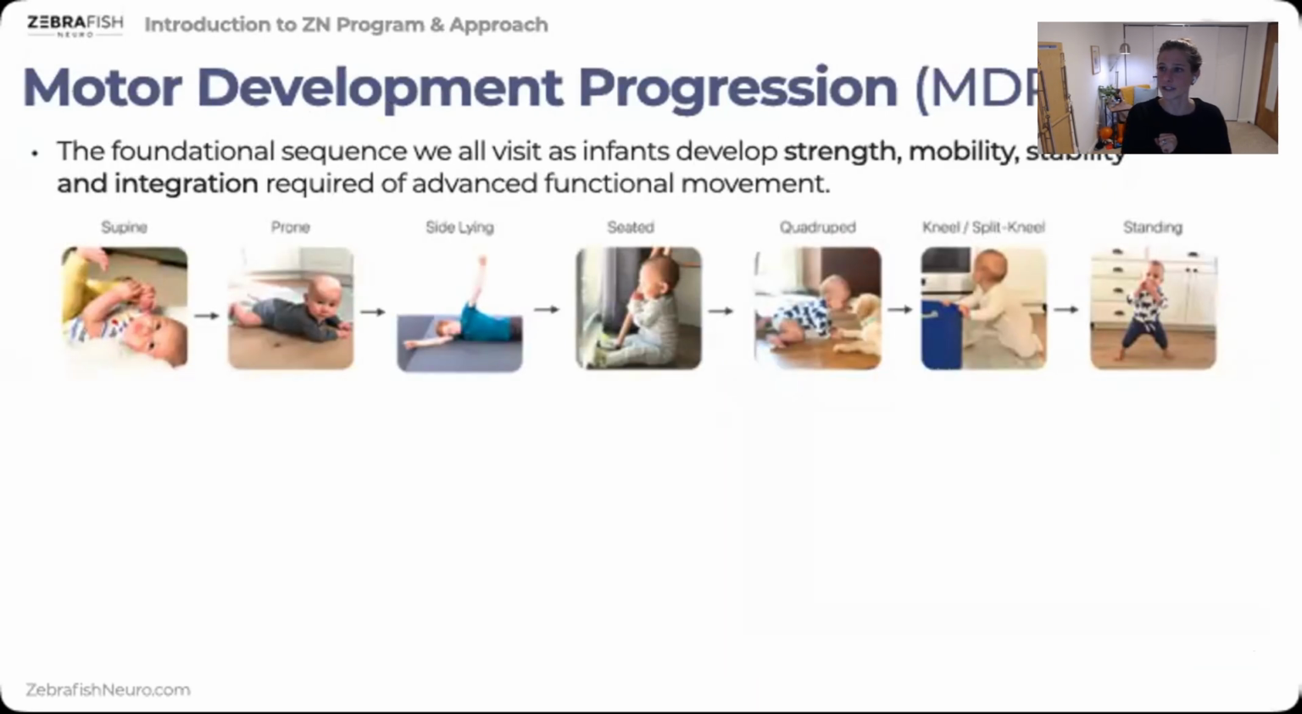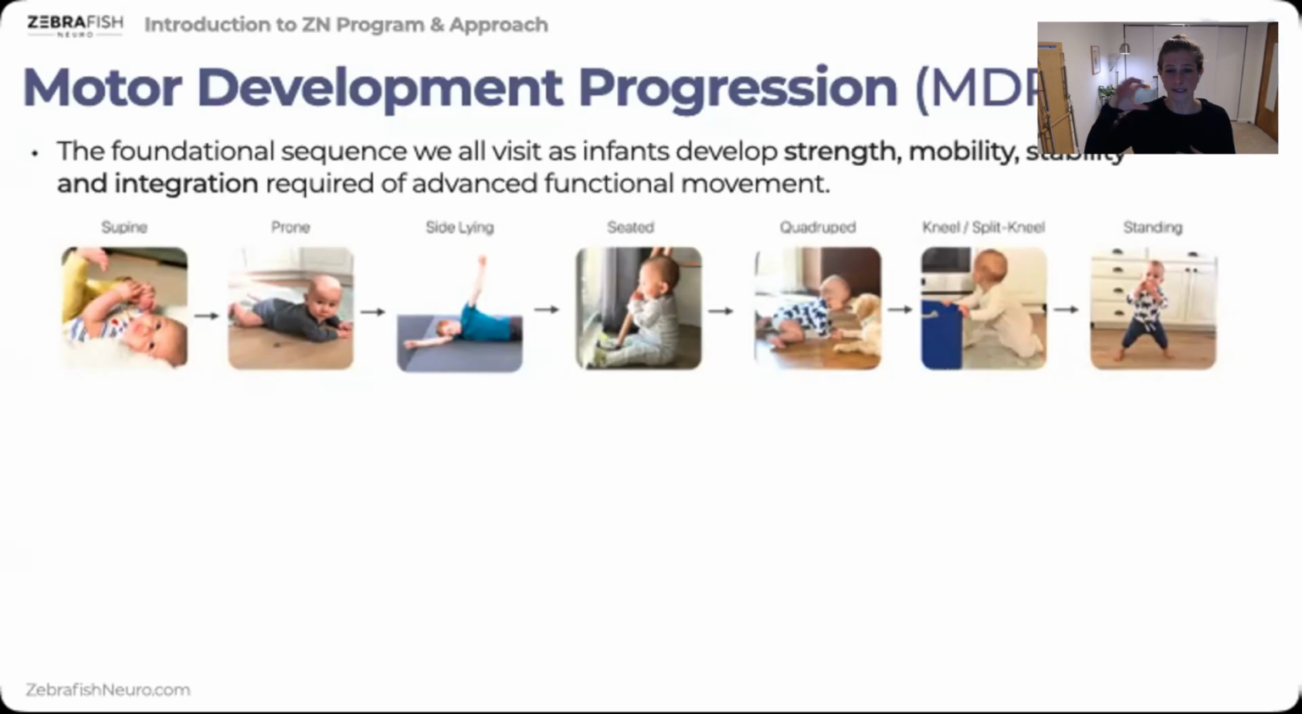All right, motor development progression. The motor development progression is the foundational sequence that we have gone through as infants to develop the necessary strength, mobility, stability, skill, coordination, and integration of all of our body parts that's required of advanced functional movement. Maybe this progression looks familiar to you if you have little ones around or have witnessed little ones, where babies will move from supine, prone, side lying, seated, all the way up to that advanced posture.